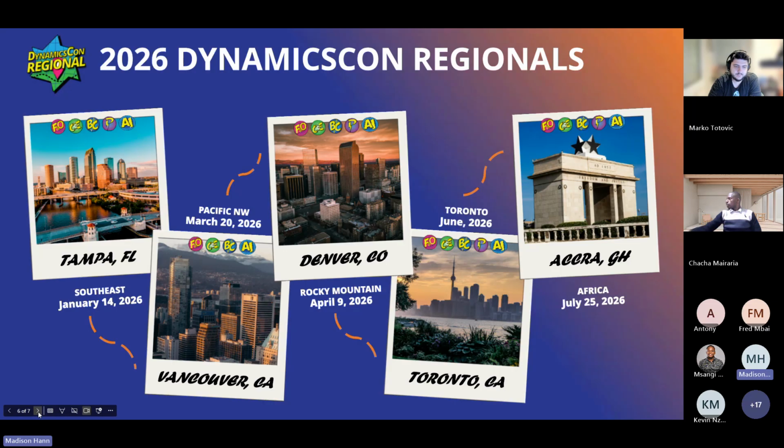Going to Denver in April, Toronto in June, and then this is the one that is probably the most pertinent to you guys: we are going to Ghana on July 25th this year. We're going to have lots of different breakout rooms, all focused on all D365 products. We'll also have a little bit of AI content in there. It will be at the Fiesta Royale Hotel in Ghana.